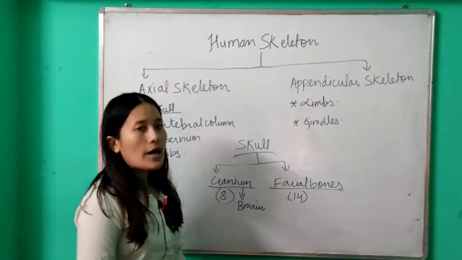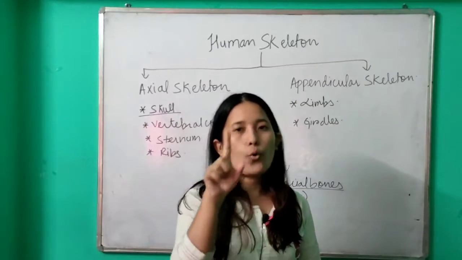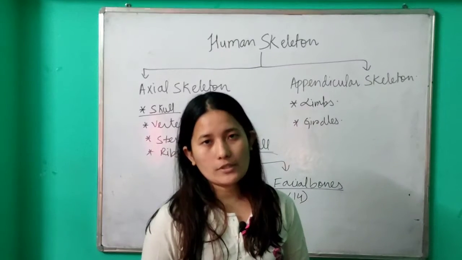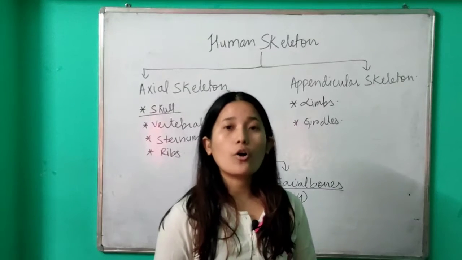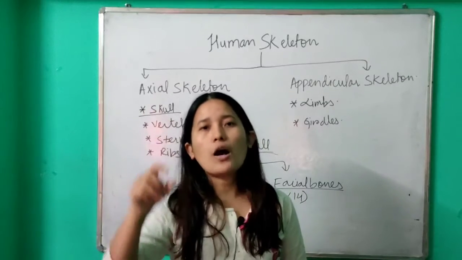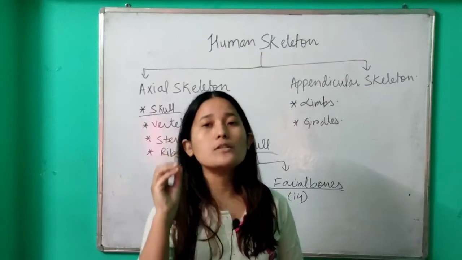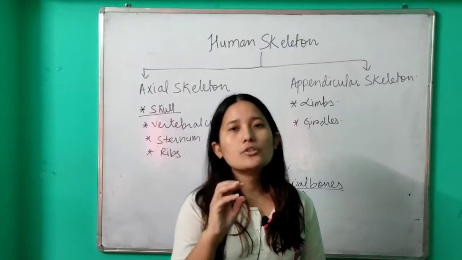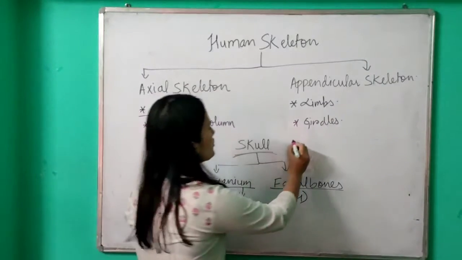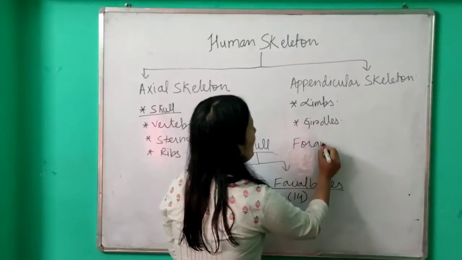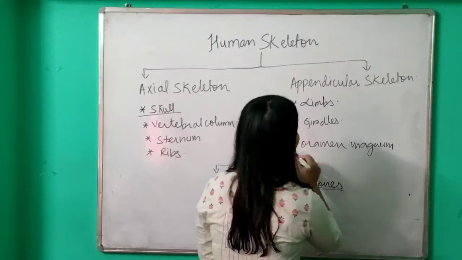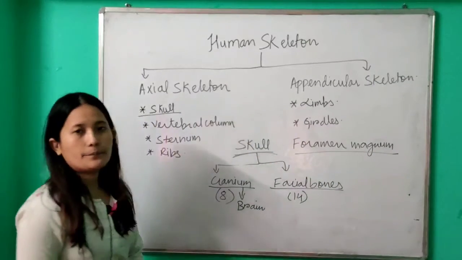Okay, now behind the cranium you have a hole or aperture-like structure through which your spinal cord emerges. As we know, the spinal cord is an elongation of the medulla oblongata, and it runs throughout your vertebral column. So it emerges from the aperture present behind the cranium, and that hole-like structure is referred to as foramen magnum. Okay, so that's all about the skull.